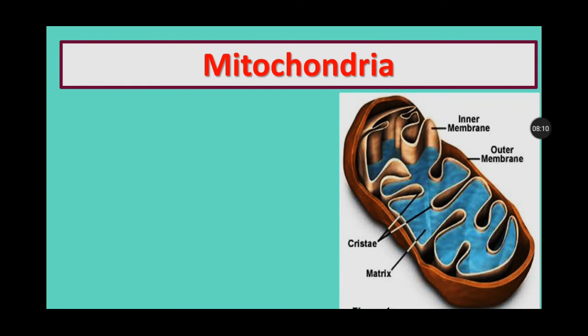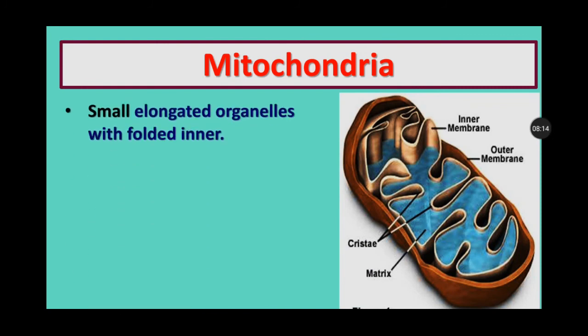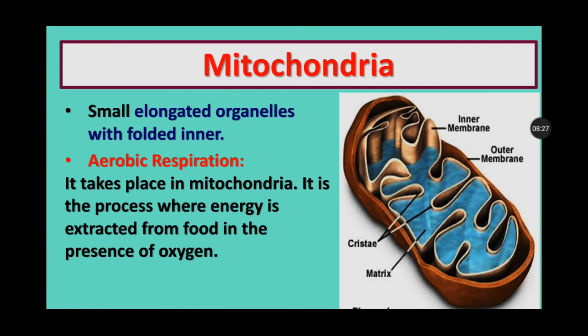Okay, now the mitochondria. Mitochondria are small elongated organelles with folded inners. As you can see in this picture, these are elongated organelles with folded inners, and their function is to carry out aerobic respiration. It's a type of chemical reaction which happens in the presence of oxygen. Aerobic means in the presence of oxygen.